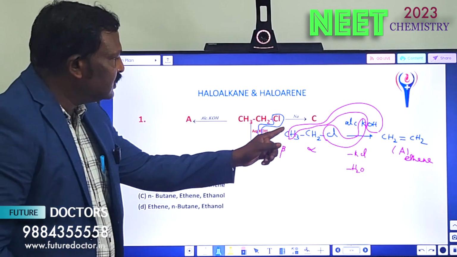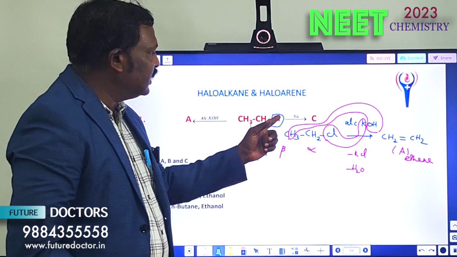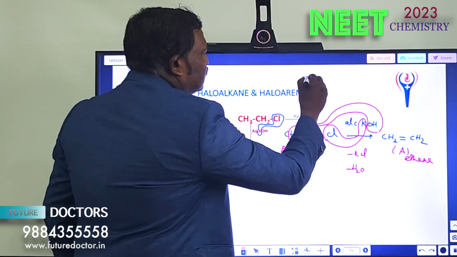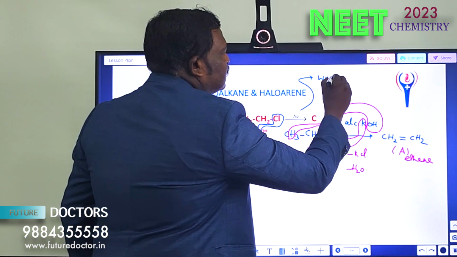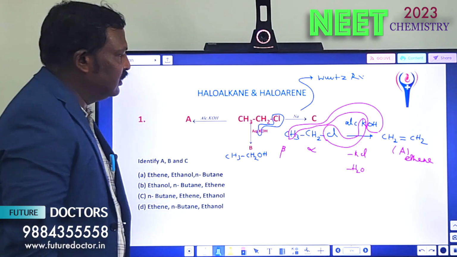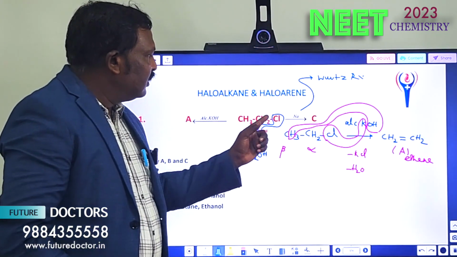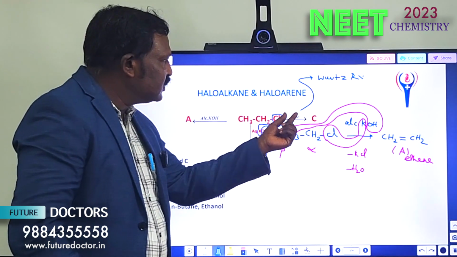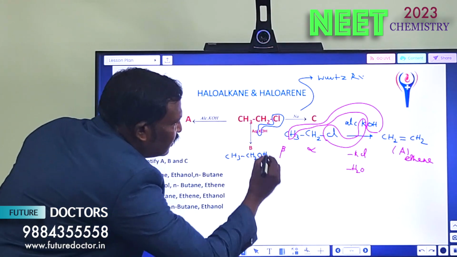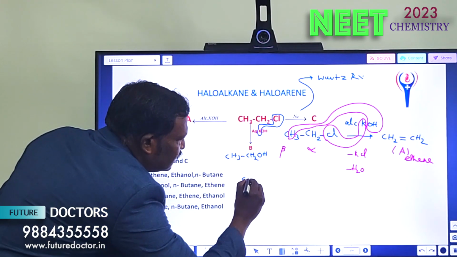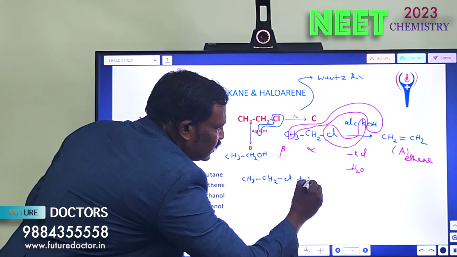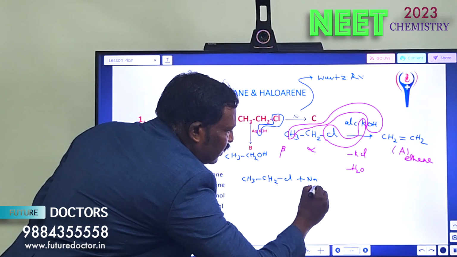Now come to C. C one is very, very important. If you see sodium, you must know what kind of reaction this is. This is called Wurtz reaction. Then only you can find out the common C. In the Wurtz reaction, I told you, ethyl chloride you should write 2 times, sodium also you should write 2 times. Then only we get the product C. So I write it here: CH3CH2Cl plus 2 Na.